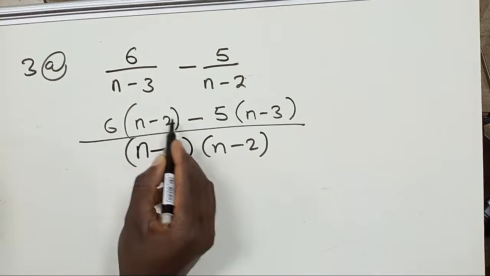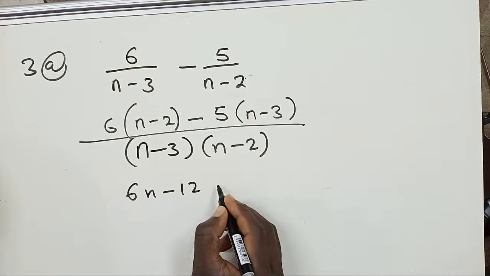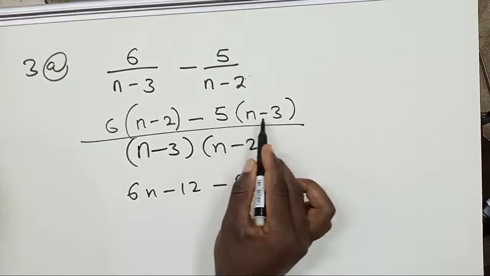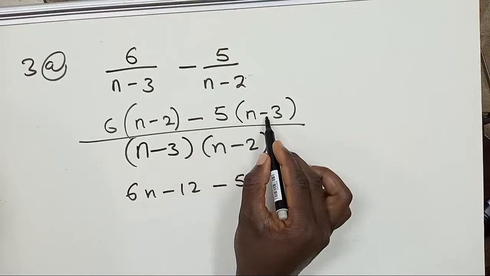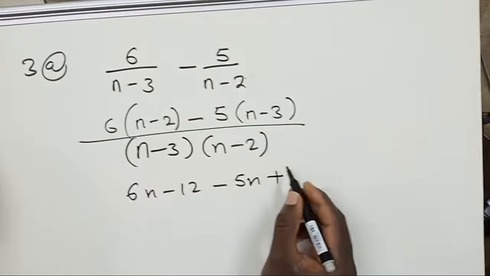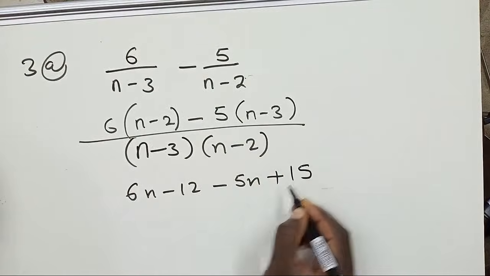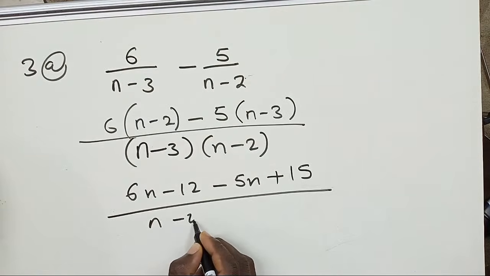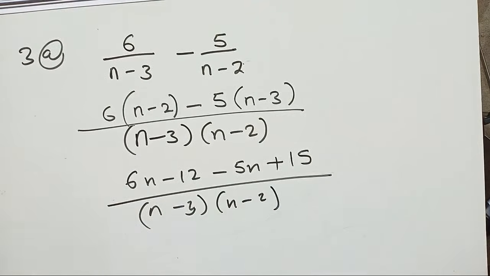So 6 multiplied by everything that is inside the brackets, we have 6n minus 12. Here we have negative 5n. Here there is a negative, and the negative here, you must be very careful, guys. This negative and the negative would change into positive. 5 times 3 will get a 15. Like that. And we have n minus 3, here n minus 2. Just like that.